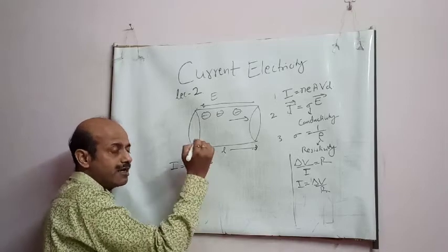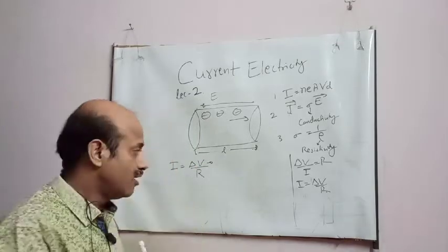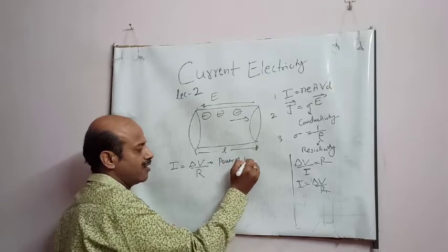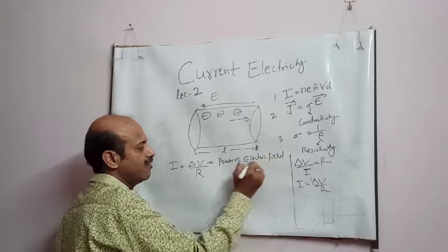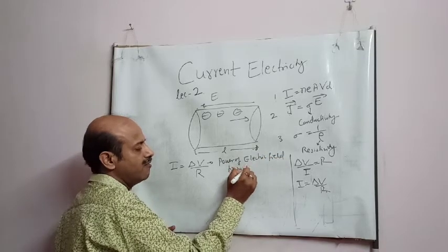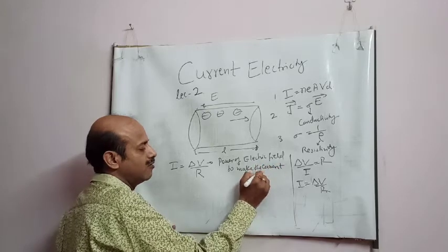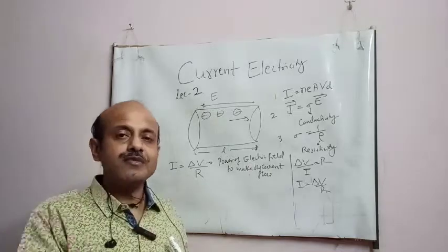So the electric field wants that current should flow. It applies force on the electron. So this is measuring the power of the electric field to make the current flow. It wants that current must flow.